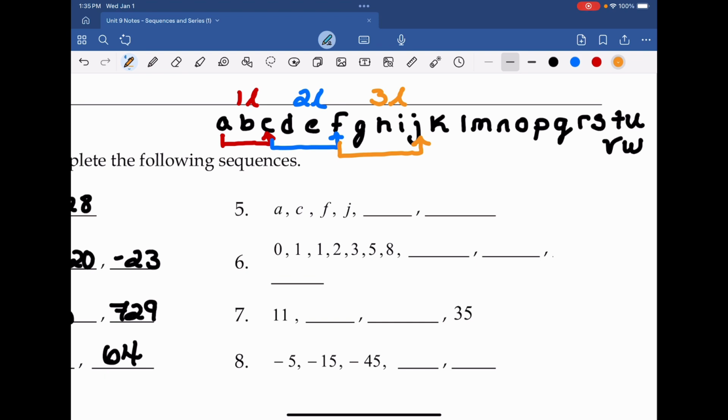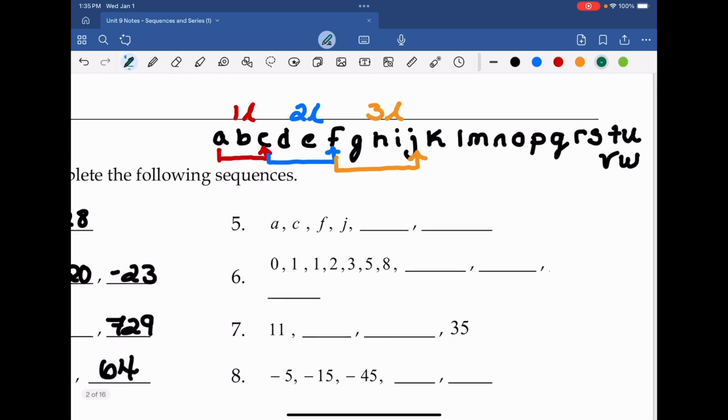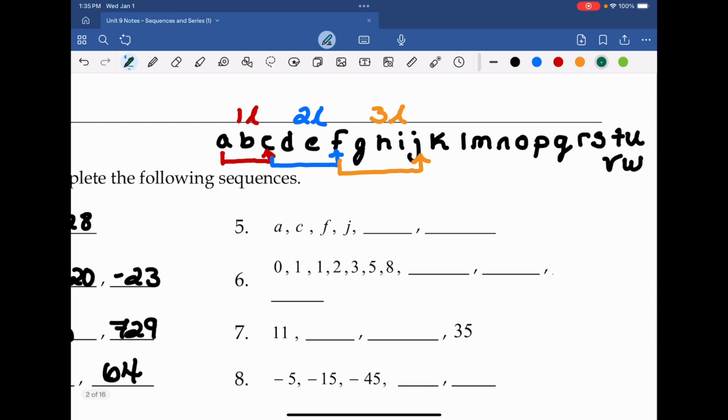And then if I want to go to the next one, well, assuming this pattern is 1, 2, 3 letters between them, what I'm going to do is go over 4 letters. So I'm going to start at J, and then put 4 letters between them. That's going to put me over to O, and so this would be 4L. And now I can write that the next letter in the sequence is O.